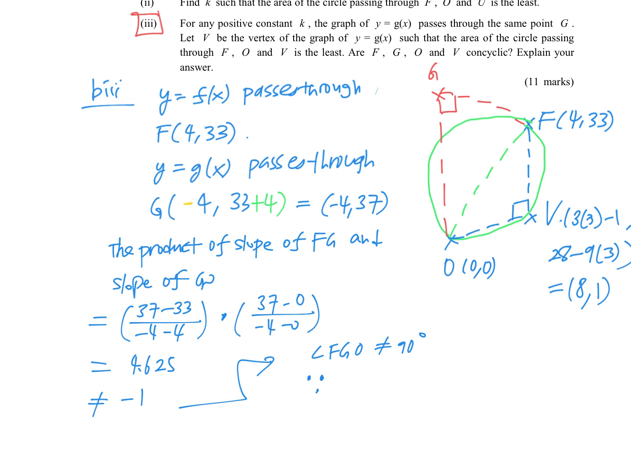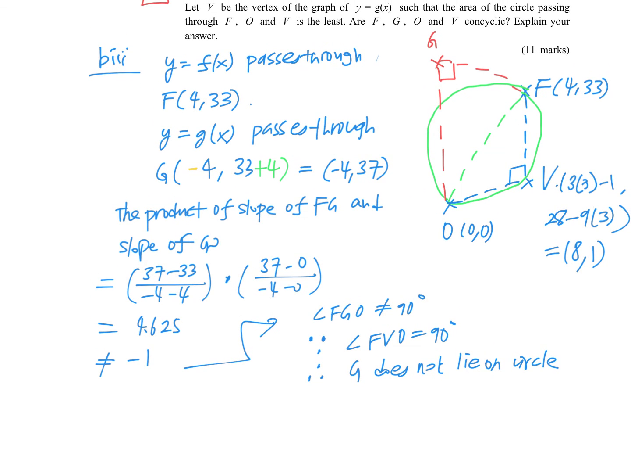So because from B2 angle FVO is 90 degrees, G does not lie on the circle passing through F, O, and V. So F, G, O, and V are not concyclic.